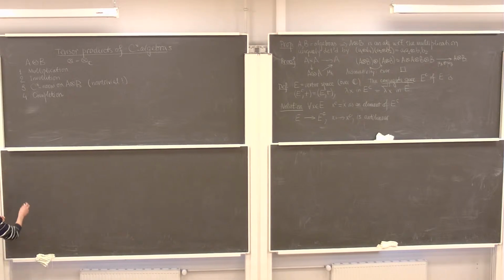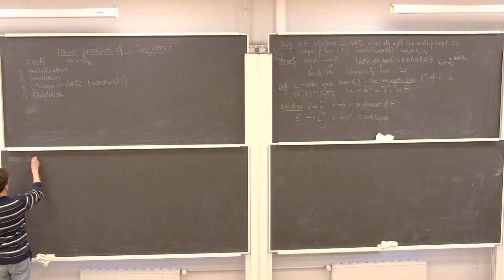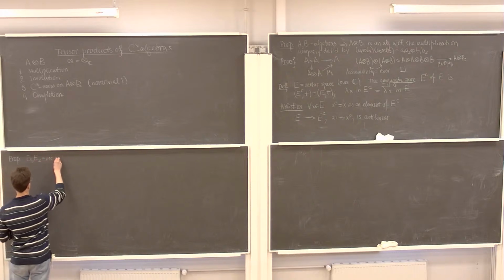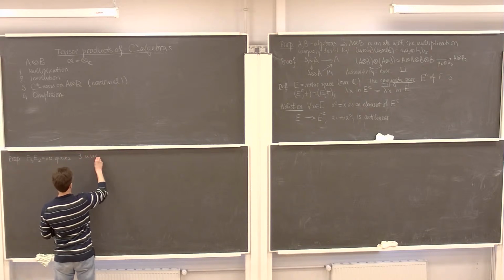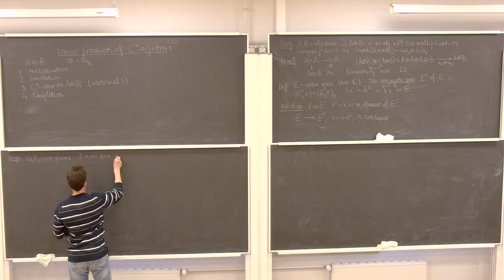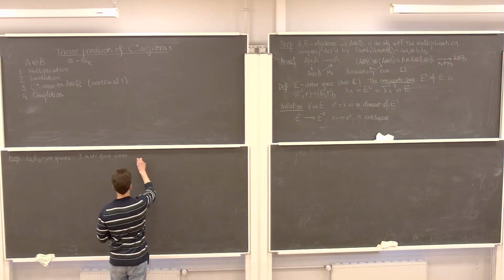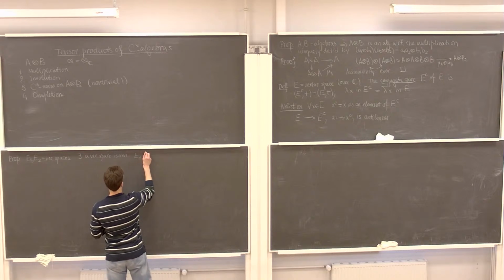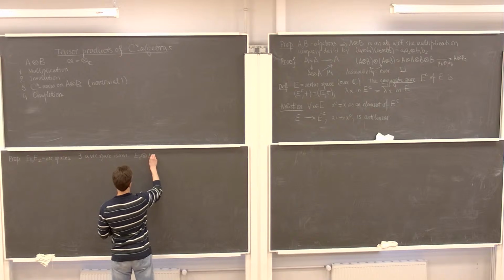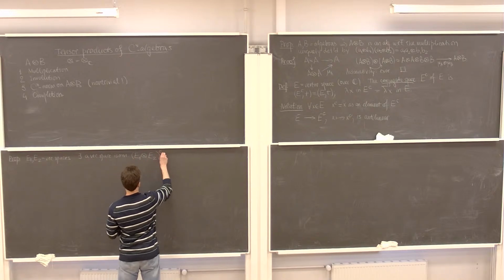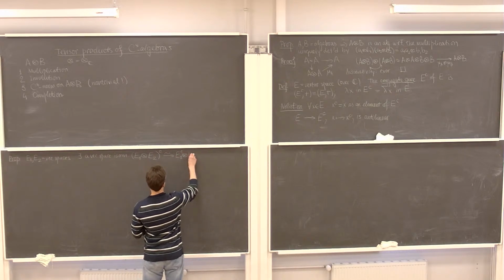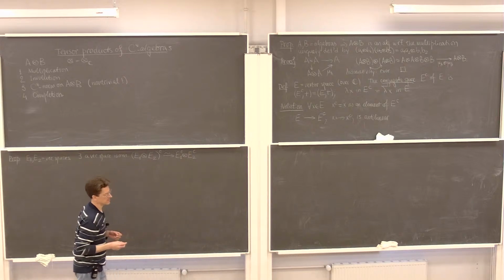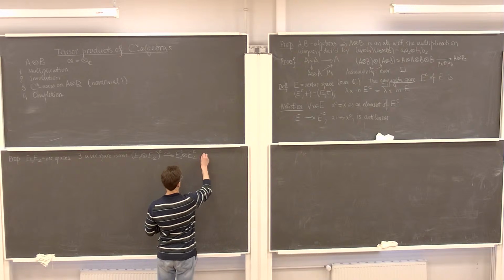Okay, now we have the following proposition. Here we have two vector spaces, E1 and E2. Then there exists a vector space isomorphism between the complex conjugate of the tensor product and the tensor product of their complex conjugates. And this isomorphism is given by the following formula.